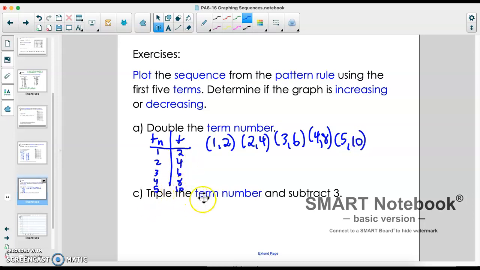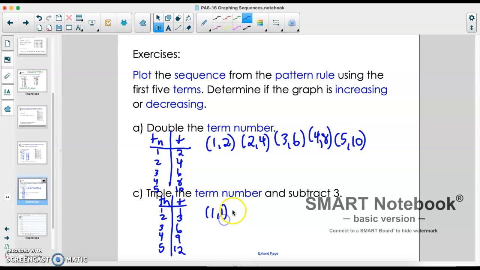Over here, it says triple the term number and then subtract 3. So again, I have my term number and term: 1, 2, 3, 4, 5. So triple the number, subtract 3. 1 times 3 is 3, subtract 3 is 0. 2 times 3 is 6, subtract 3 is 3. 3 times 3 is 9, subtract 3 is 6. 4 times 3 is 12, subtract 3 is 9. And 5 times 3 is 15, subtract 3 is 12.